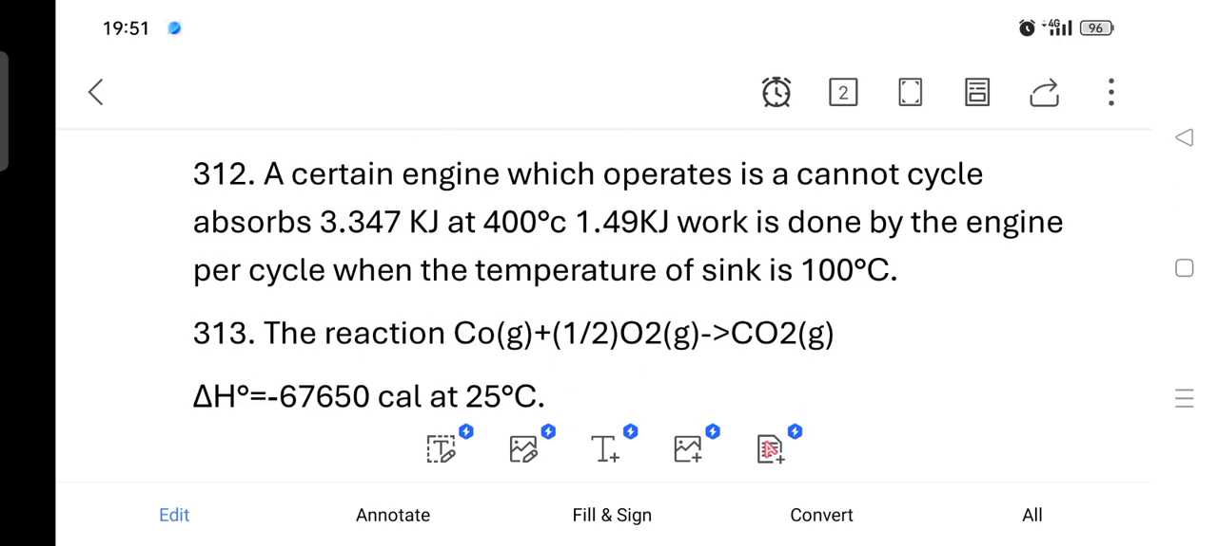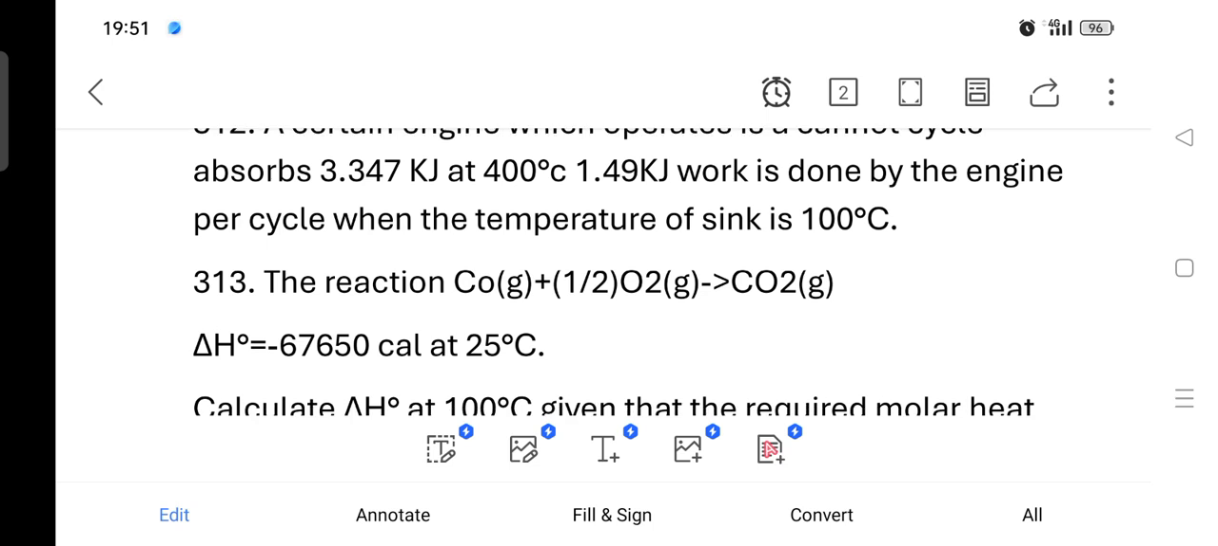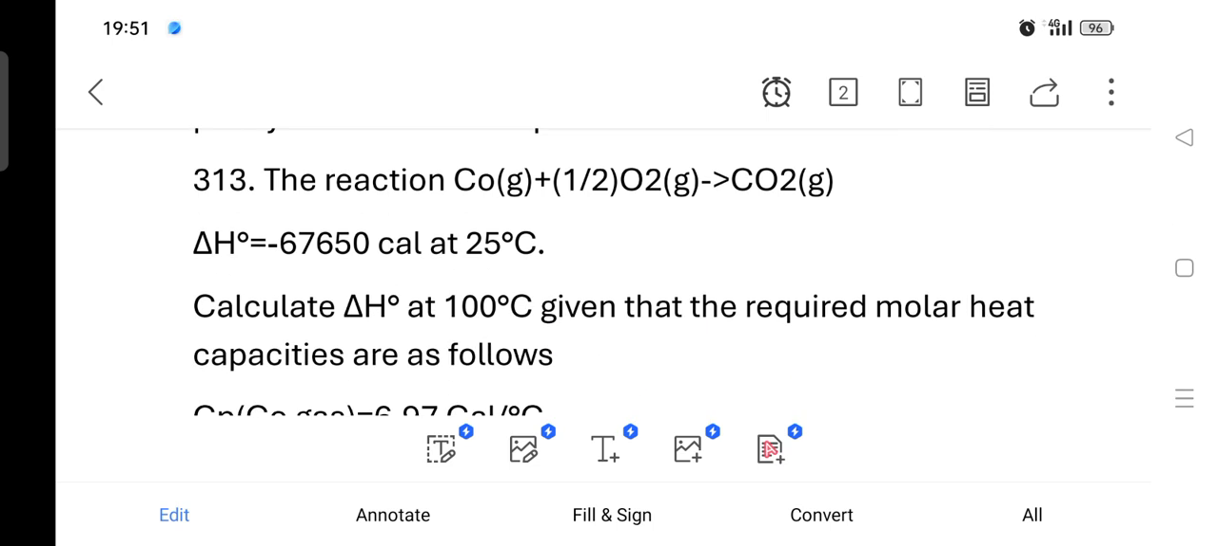A certain engine which operates in a cycle absorbs 3.347 kilojoule at 400 degrees Celsius. 1.49 kJ work is done by the engine per cycle when the temperature of the sink is 100 degrees Celsius.